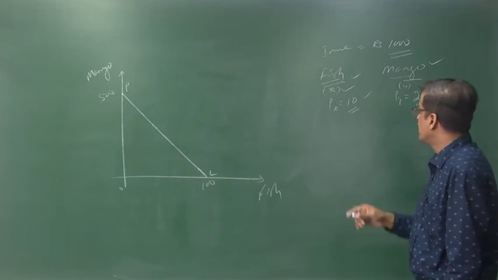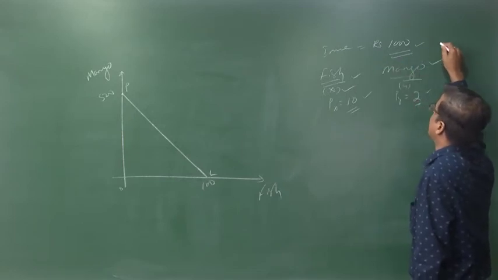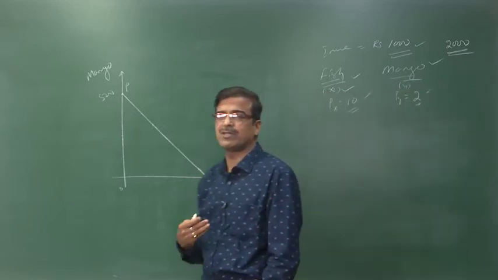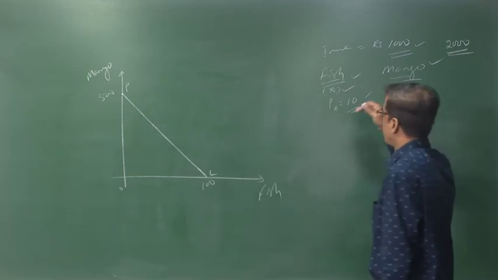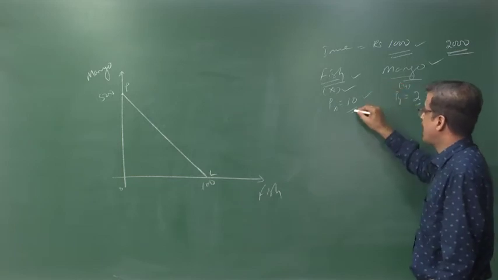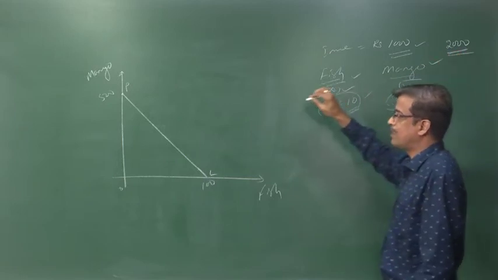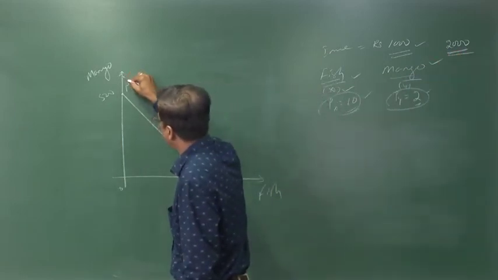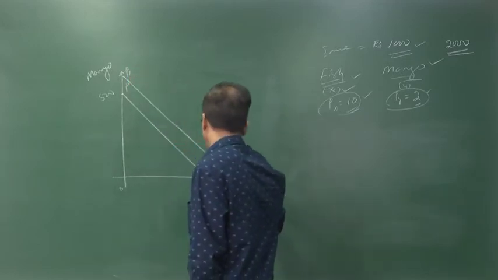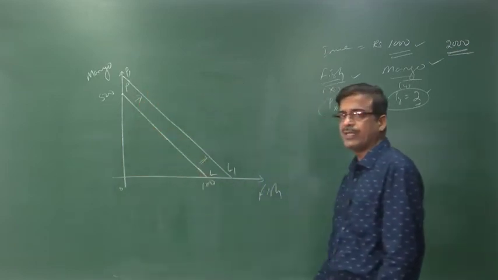Now, suppose your income increases, let us say instead of 1000 it turns to be 2000. If income is 2000, then what happens to the price line? Definitely the number of fish and the number of mango will increase, because the price of mango and price of fish remain constant. When our income increases, the price line will be shifted upward parallelly. This is the P1 L1, the price line shifted upward parallelly if the money income of the consumer increases.